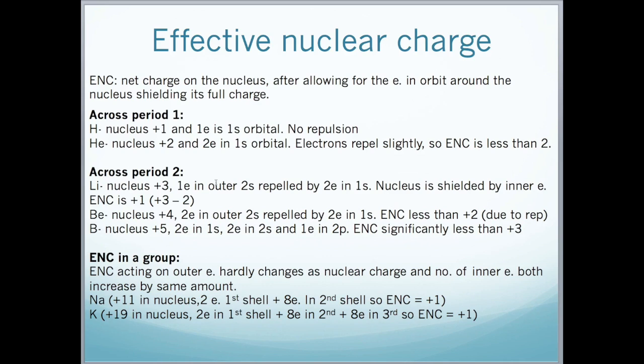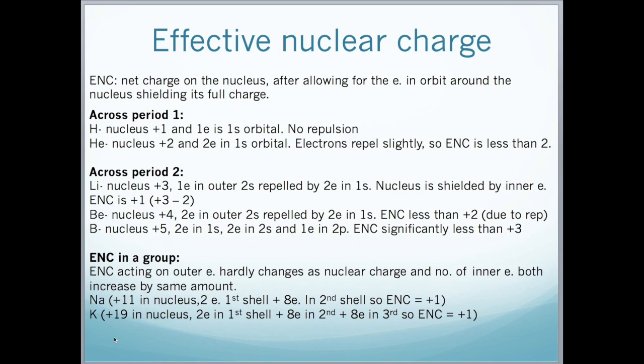Effective nuclear charge in a group, because it's acting on the outer electrons of an element, hardly varies, and this is because the nuclear charge and the number of inner shielding electrons both increase by the same amount. So, for example, let's look at sodium and potassium. Sodium has a +11 charge in the nucleus, then it has 2 electrons in the first shell, 8 electrons in the second shell. So in total we have 10 electrons. Minusing those 10 electrons from the +11 nuclear charge, we get +1.